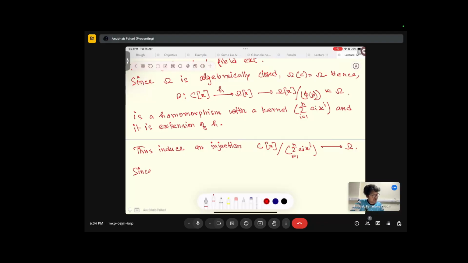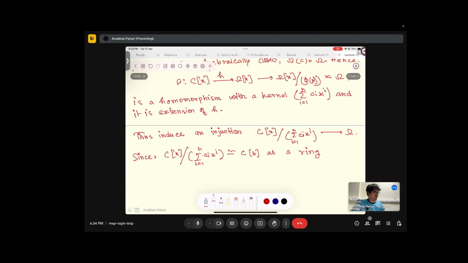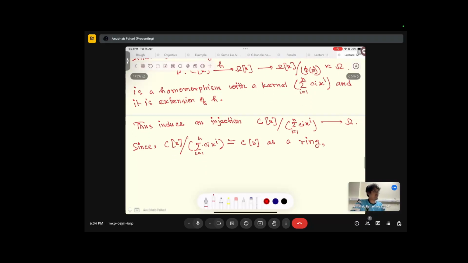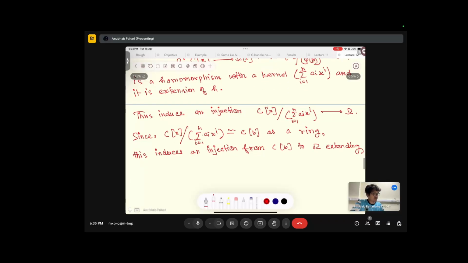Since Cx by summation i runs from 1 to n ci x to the power i is isomorphic to C of b as a ring, this induces an injection from Cb to omega extending h.